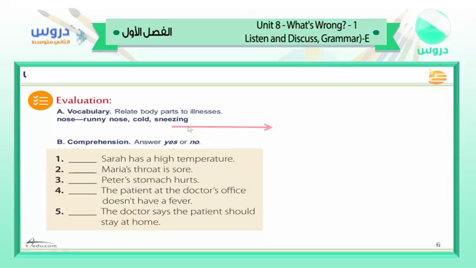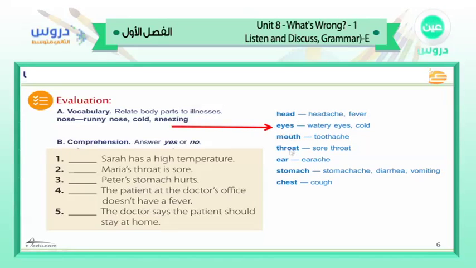Very nice. Let's take more examples. For example, we have 1, 2, 3, 4, 5, 6, 7 examples. So I couldn't write it here, so I wrote it here. Let's see them one by one. So the part of the body is head. So the illness related to this part is headache or maybe fever. Eyes, watery eyes and cold. Mouth, toothache. Throat, sore throat. Ear, earache. Stomach, stomachache. Diarrhea, vomiting. Chest, cough. Okay, very nice.